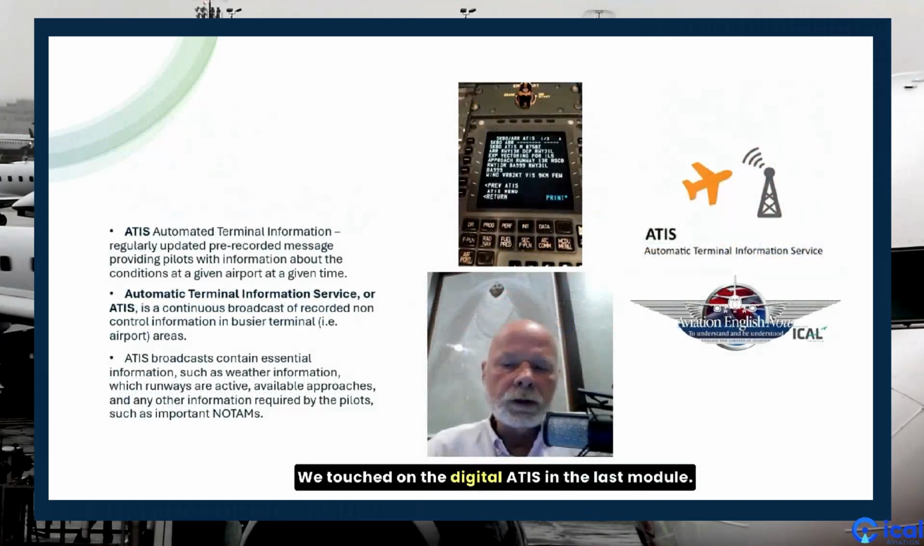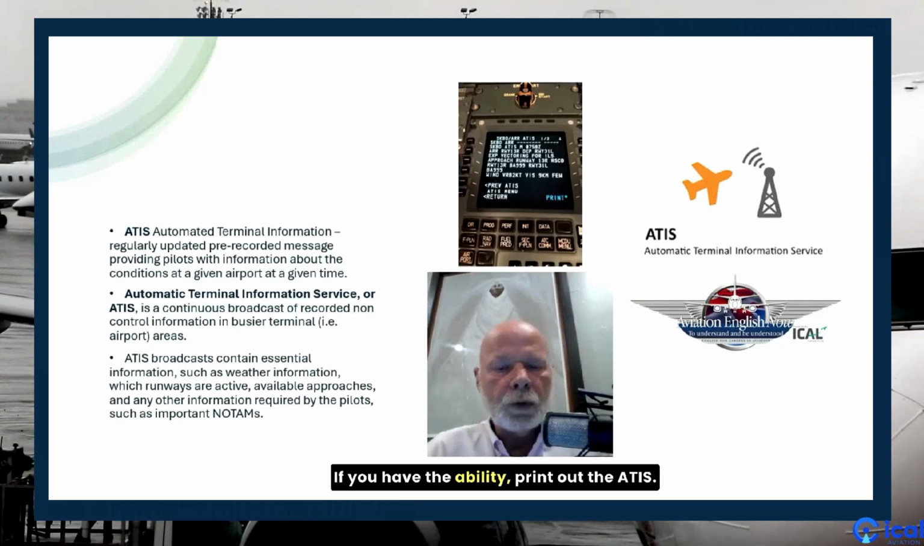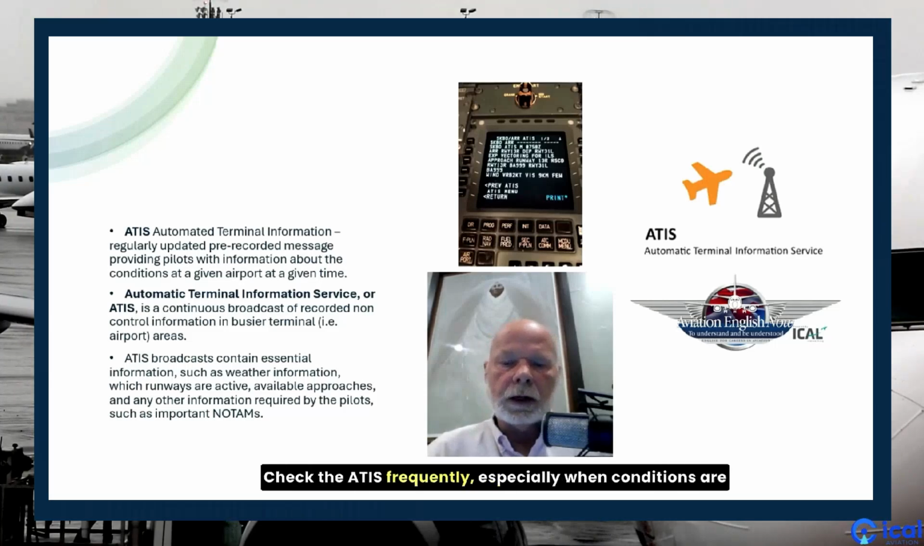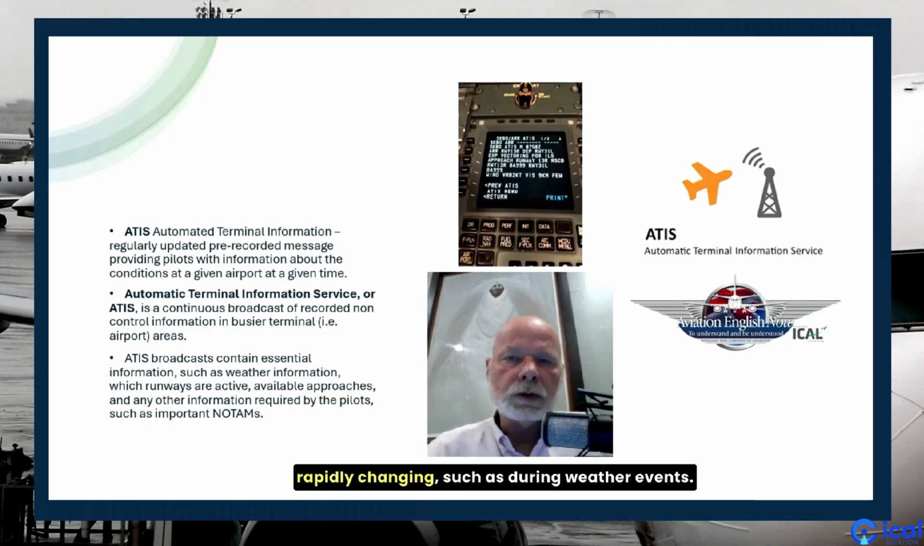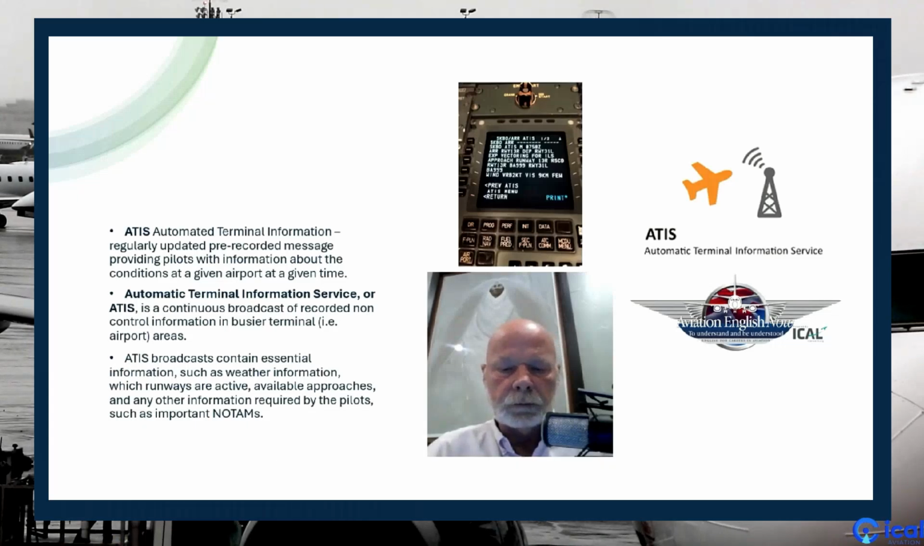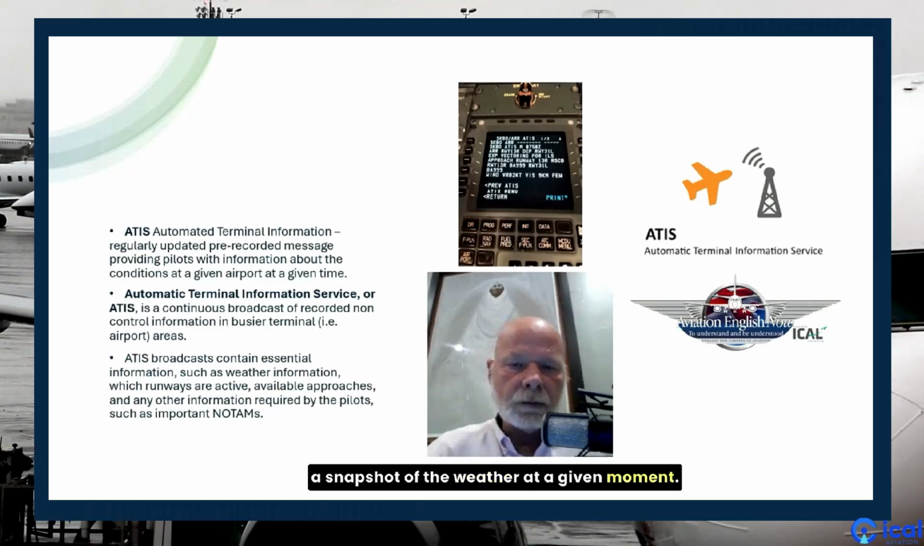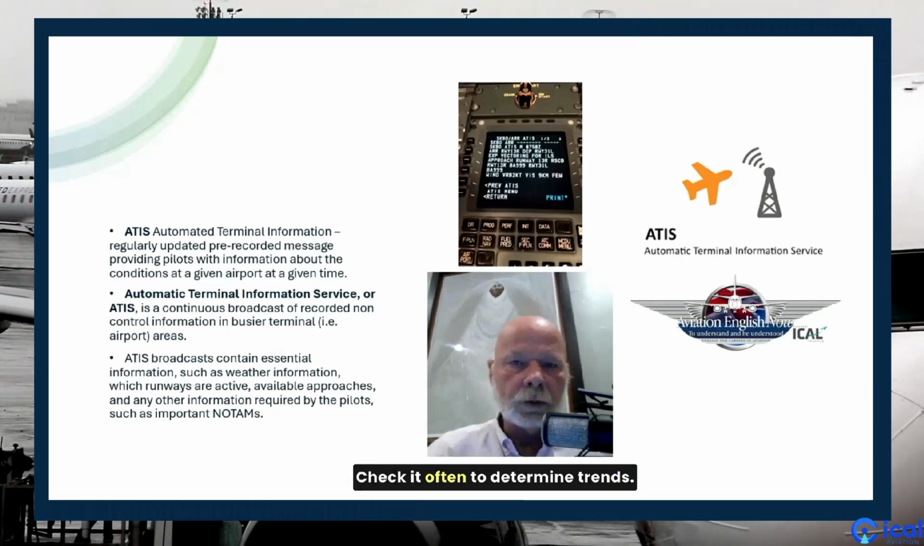We touched on the digital ATIS in the last module. If you have the ability, print out the ATIS. Check the ATIS frequently, especially when conditions are rapidly changing, such as during weather events. If you are flying into a non-towered airport, ensure that you check NOTAMs, and if automated weather is available, get that information. Remember that the automated weather at an airport is a snapshot of the weather at a given moment. Check it often to determine trends.